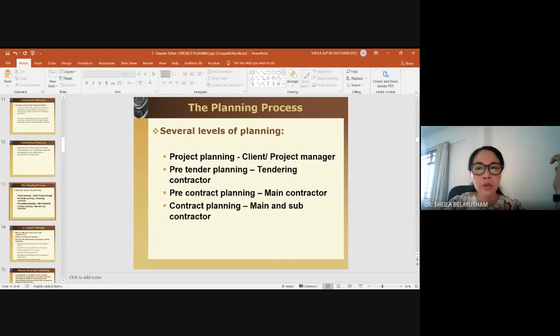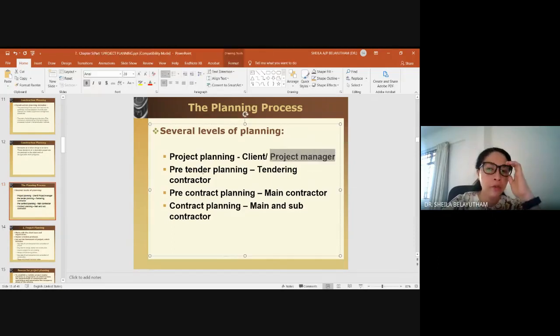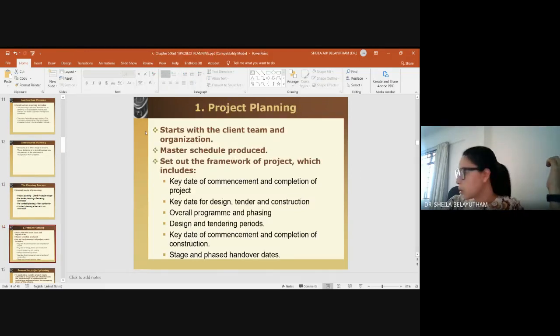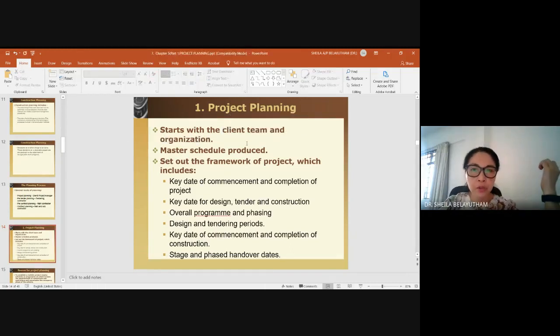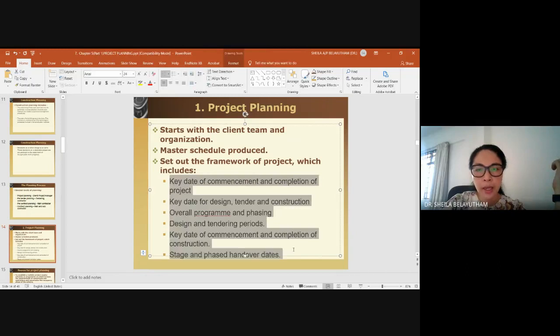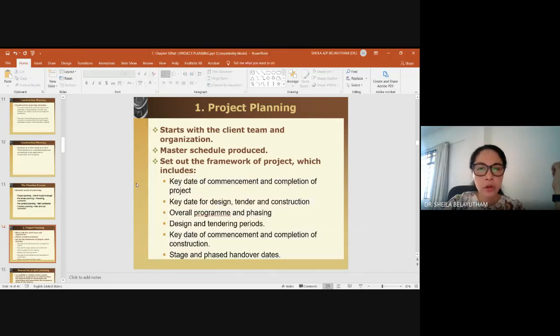Okay, so rather than project manager, you will be known to the client superficially as such. Okay, so for project planning, it starts with the client team. The master schedule is produced at the project planning, and there are several elements that you might want to look into at the project planning stage. Remember that project planning is done by the client.